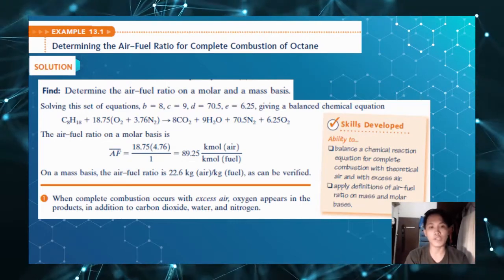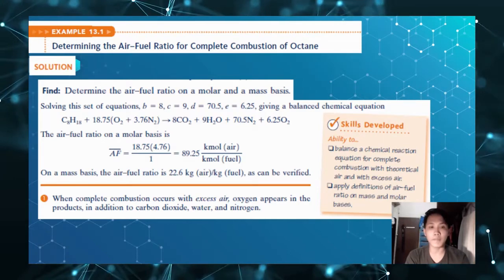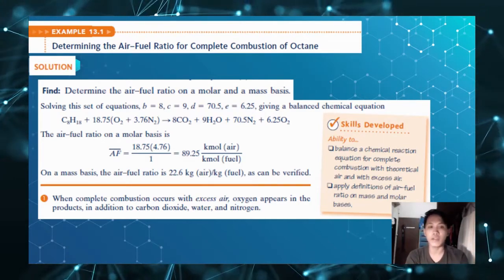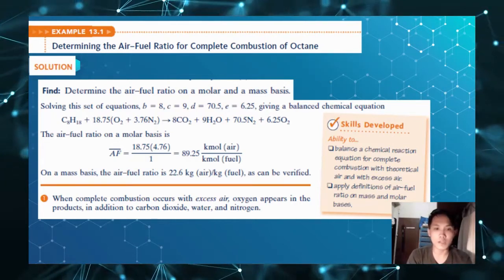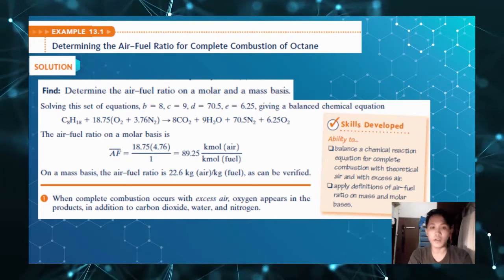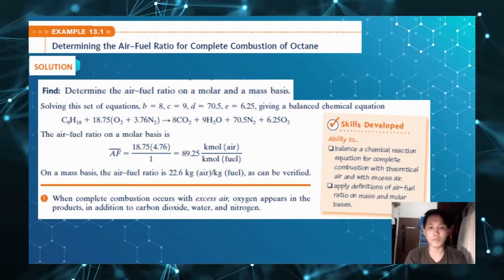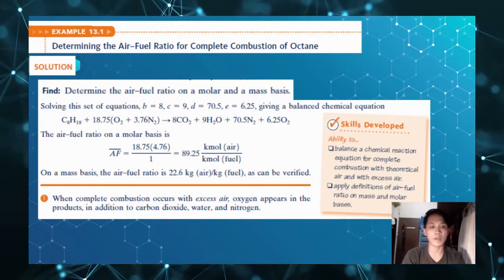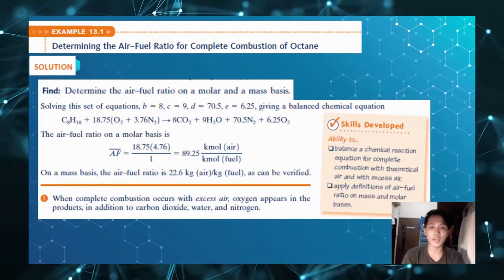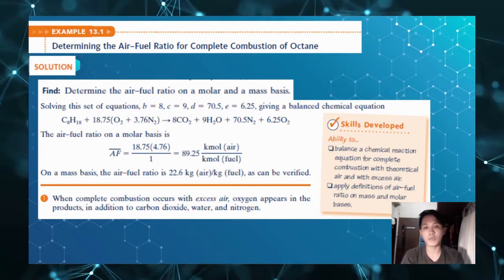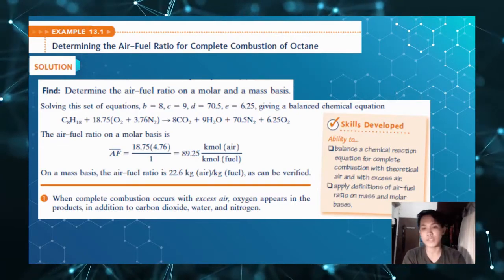So the air-fuel ratio on a molar basis, we will get the final answer, which is 89.25 kilomoles of air per kilomole of fuel. So on a mass basis, the air-fuel ratio is 22.6 kilograms of air over kilogram of fuel, as can be verified. So when complete combustion occurs with excess air, oxygen appears in the products in addition to carbon dioxide, water, and nitrogen. Note that we balance a chemical reaction equation for complete combustion with theoretical air and with excess air. So we will apply the definition of air-fuel ratio on a mass and molar basis.